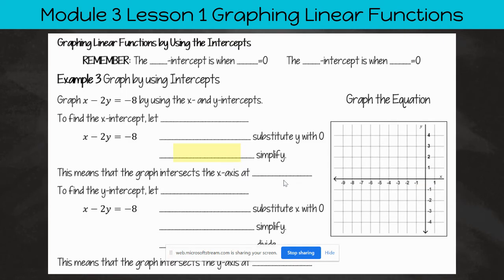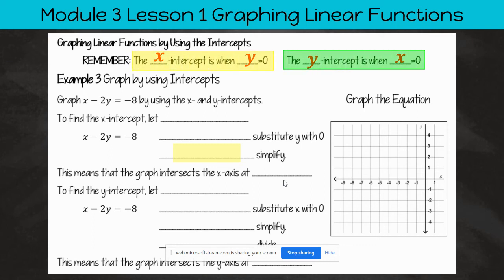Okay, another way that you can graph linear functions is by using your x or y intercepts. So remember from module 2 that our x-intercept is when y is equal to 0, and that our y-intercept is when x is equal to 0. So we're going to use that knowledge that we've learned previously and apply it and use it for graphing. So here we have the equation x minus 2y is equal to -8.